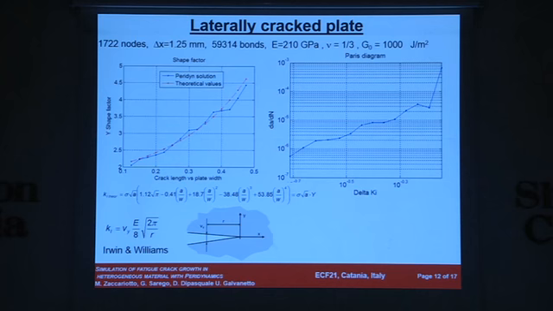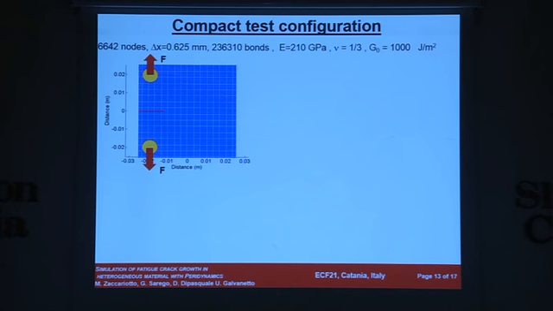On the left, you can see the obtained Paris diagram. So the proposed fatigue damage law at the bond level seems able to reproduce a Paris diagram behavior, the expected normal behavior. In the next set of examples, we reduce the grid size.